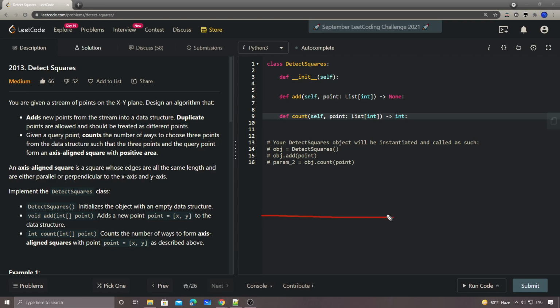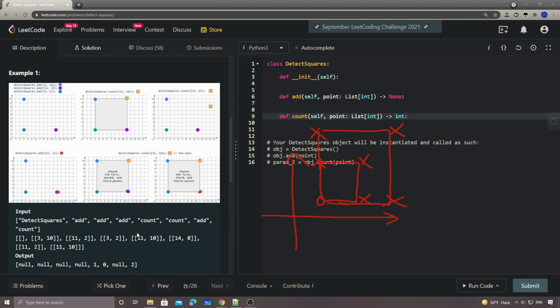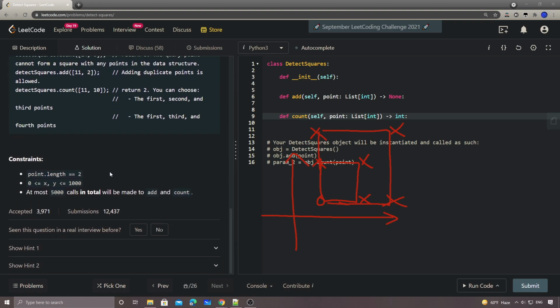So for example, let's say given a point, this is the point that we are passing into this count here. We can have multiple possible squares. For example, this one, it's a 1, and this one is also a 1. Sorry, square, like this. So this is a square, and this is also a square. It just asks you to find the count, how many possible squares we can make. So for example, we have this one, there are a bunch of them, and in the end we'll have 2 squares.